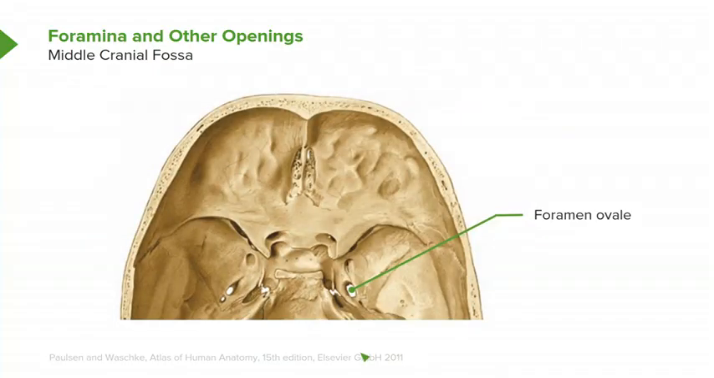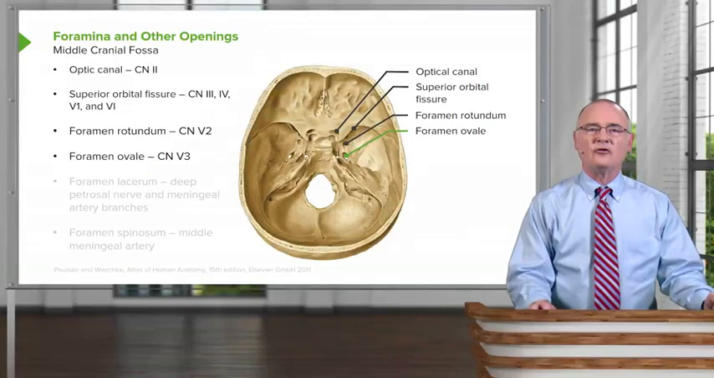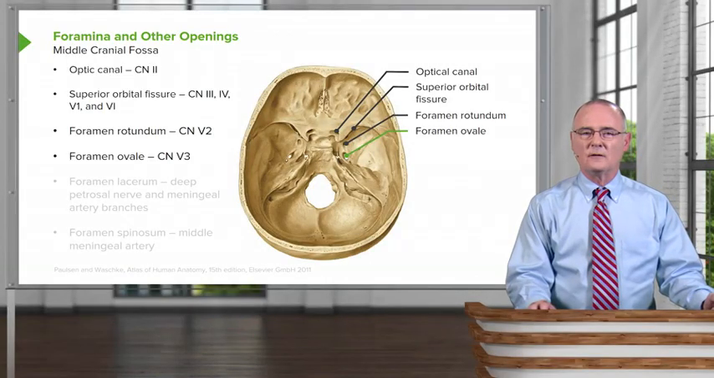The next structure to take a look at is your foramen ovale. This oval-like opening is shown right in through here. This particular structure is going to transmit the third and final division of the trigeminal nerve, V3. This is referred to as the mandibular division.